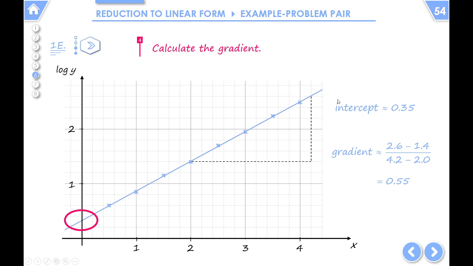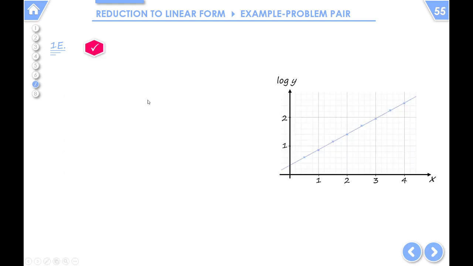Okay, hopefully you've got a gradient out now. It should be round about these, maybe not exact. You might get, for example, 0.34 or something like that, or 0.57 for your gradient. Those values should be okay. So, once we've got those, we need to think about what we can do with them.